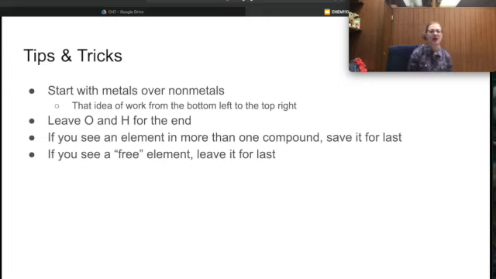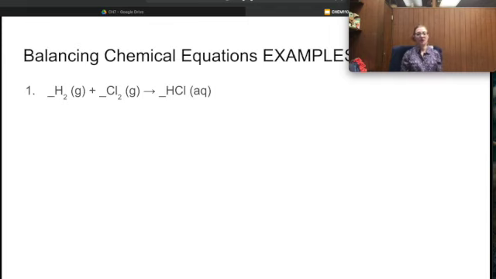So it's really easy to balance those because you can put a coefficient in front of the freestanding element. So it's much easier to leave them for last and kind of like pick up the slack once you get there. So I'm going to work through some problems here with you. I'm going to work through some examples and let's get going. I'm going to write out some work by hand as well as we work through this.